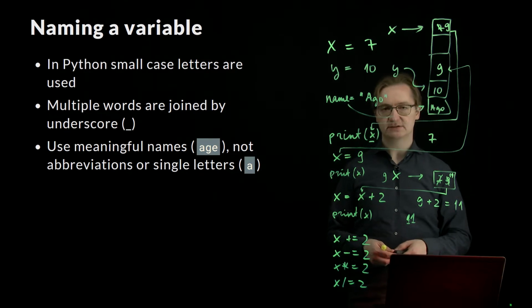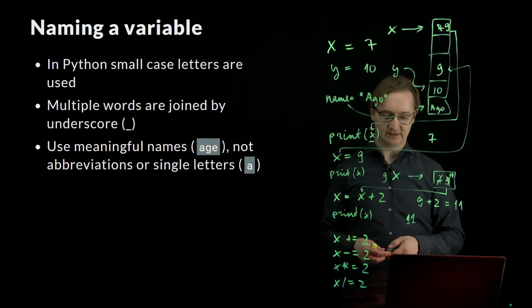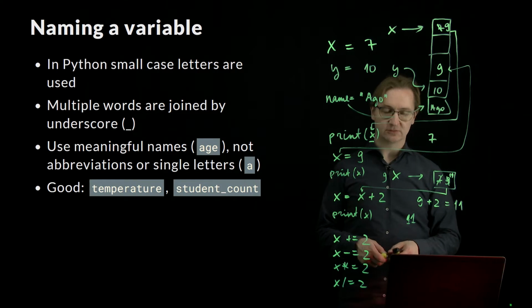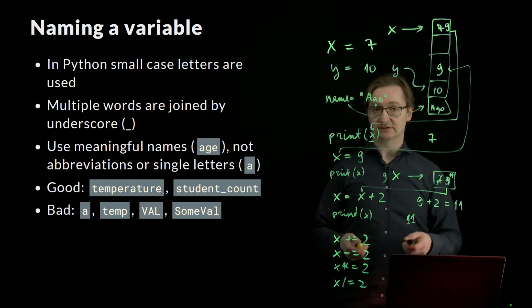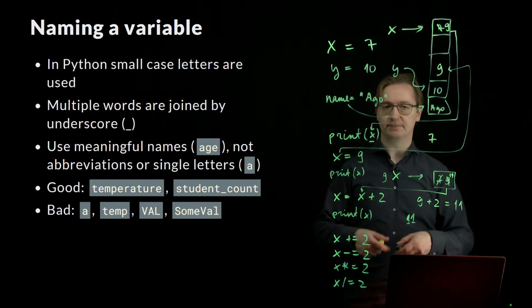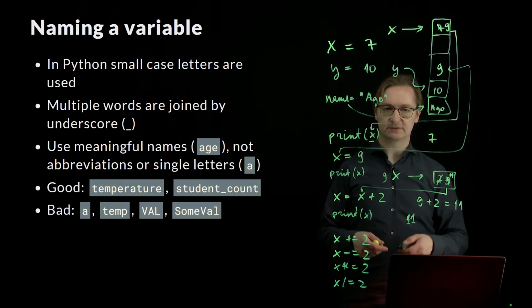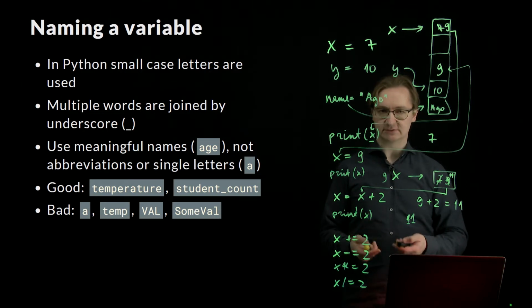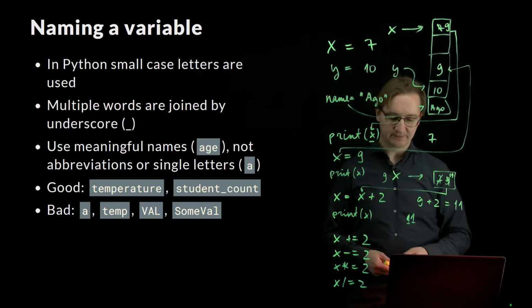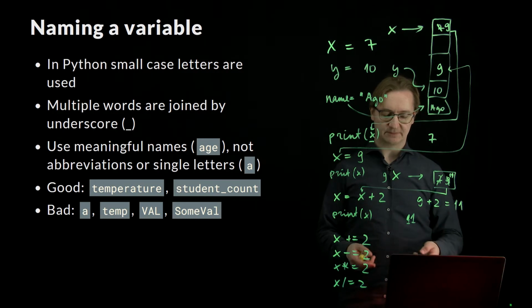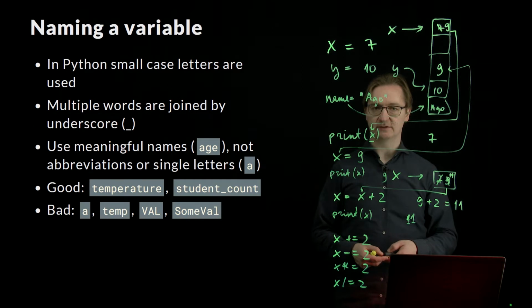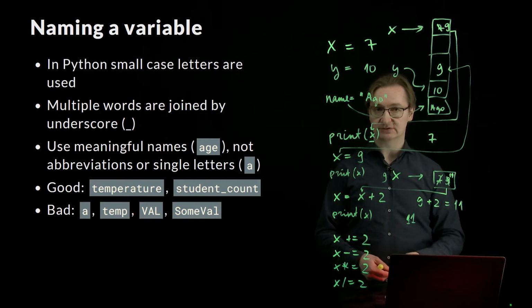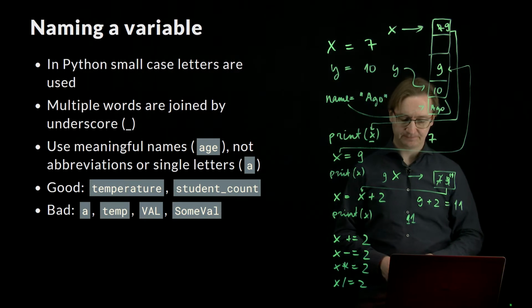So for example, h is a better name for a variable than a. Some good examples are temperature and student_count. Bad examples are a, or temp as an abbreviation for temperature or temporary or whatever. It's already hard to understand what's meant by this variable. And then there are examples of uppercase letters, which we should not use in Python, although they can be used. Syntactically, they are correct.